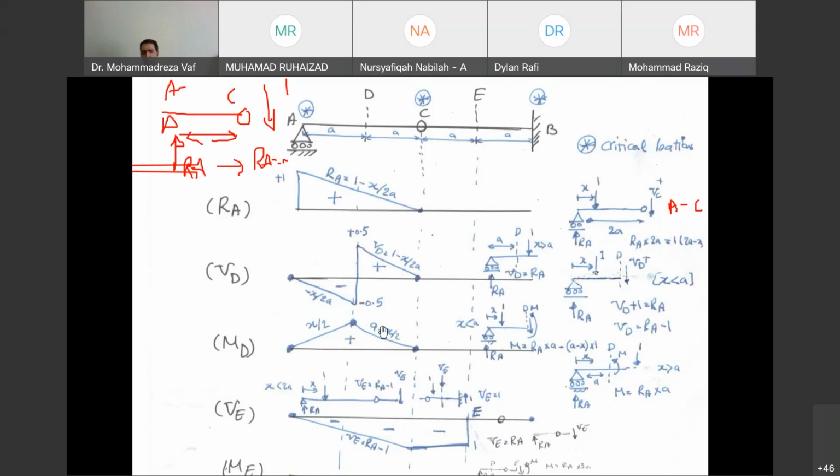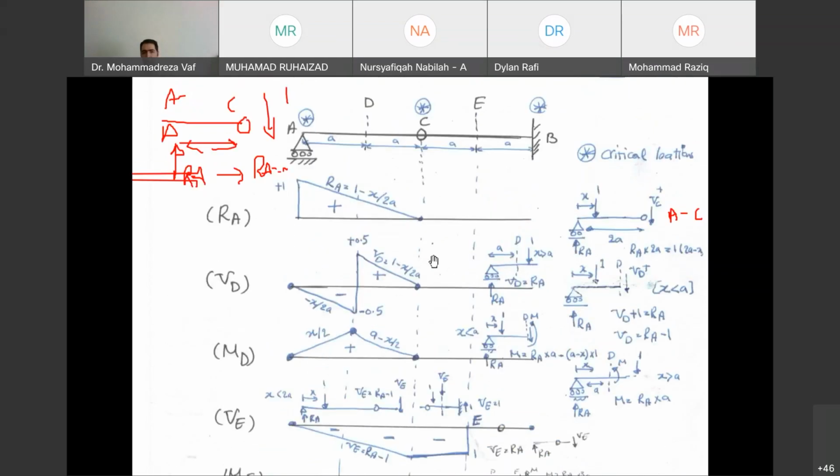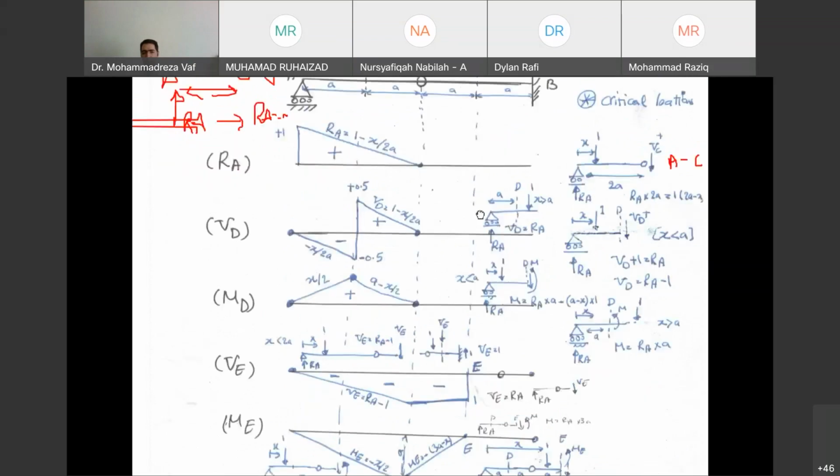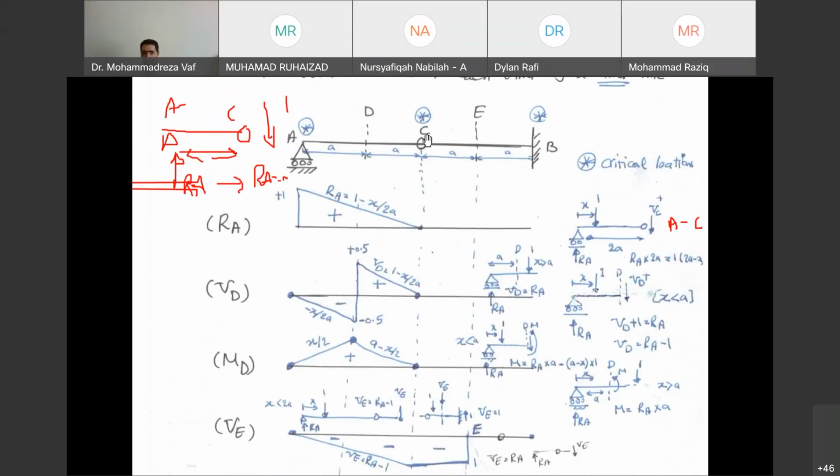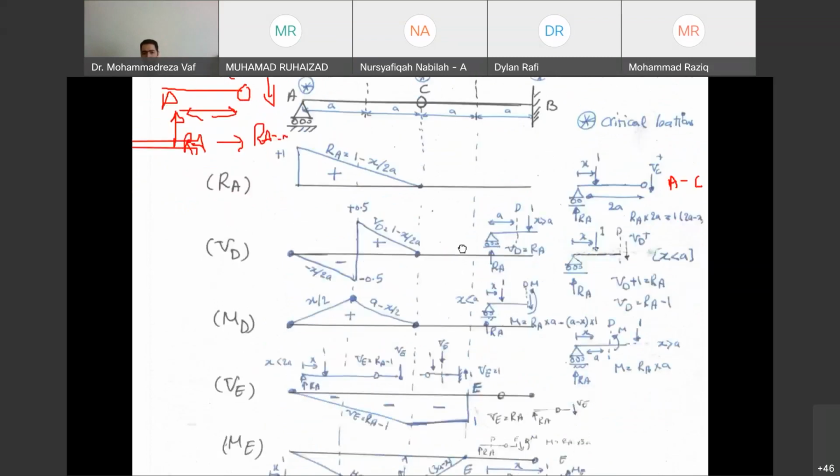So again, you can see all of our calculations so far are based on RA, meaning the moment that we get RA, the VD, MD, and VE can be calculated based on RA. Either they are a multiplication of RA or multiplication plus or minus 1 or whatever values it is there. And for ME, which is the bending moment at point E, again, we can draw the same free body diagram if the load is before point E, and if the load is after point E.